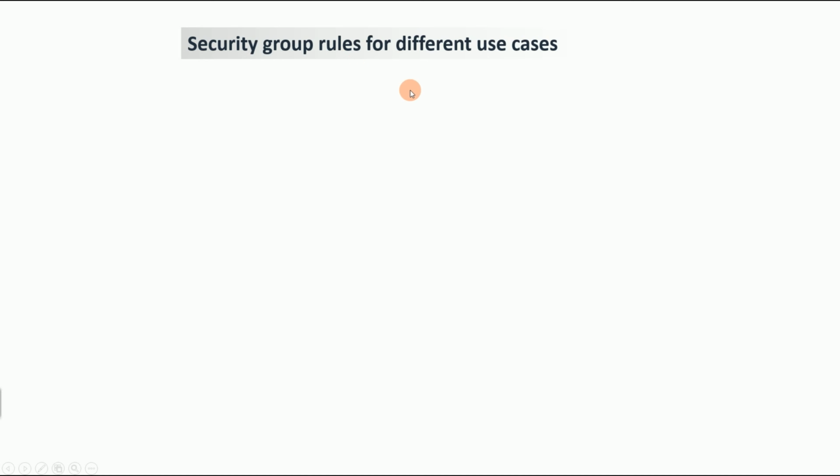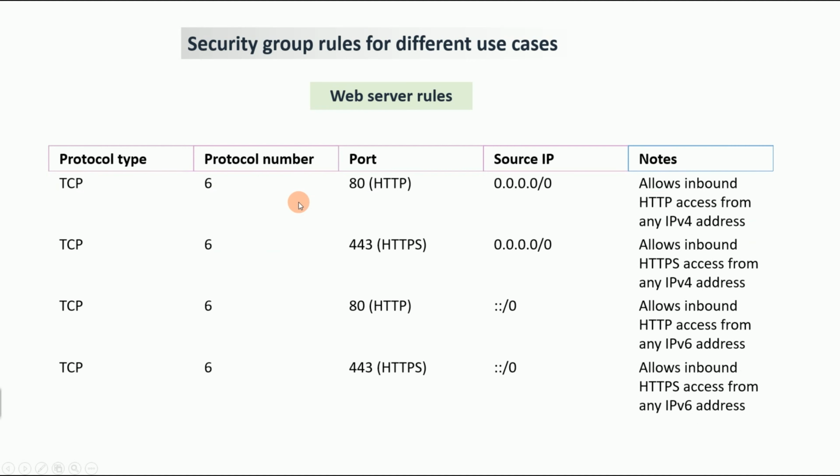So security group rules for different use cases. This is just to give the understanding about the rules which are used for different use cases. Suppose like web server rules. So what are the rules that you need to allow for web servers? If your traffic is running on port 80, then you have to allow port 80, source should be 0.0.0.0/0. So basically what it does, it allows all inbound HTTP access from anywhere, from any IPv4 address.